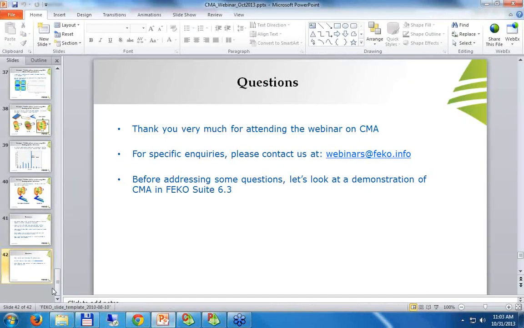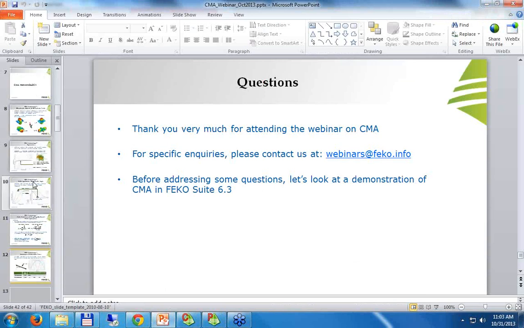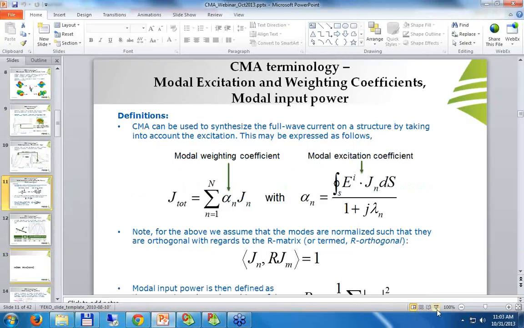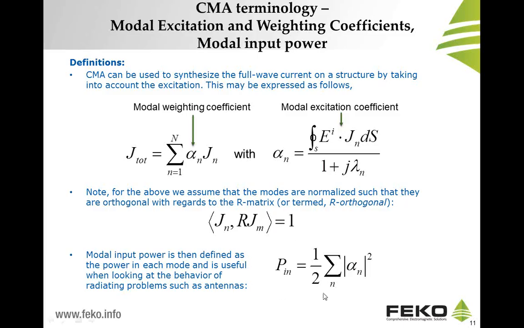If I can go back to our slideshow and bring up this slide over here, modal input power is defined as half of the sum of the square of the magnitude of these modal weighting coefficients, which is essentially the weights associated with each of our individual current modes. The other question is, does the position of the excitation affect the characteristic modes that are calculated?